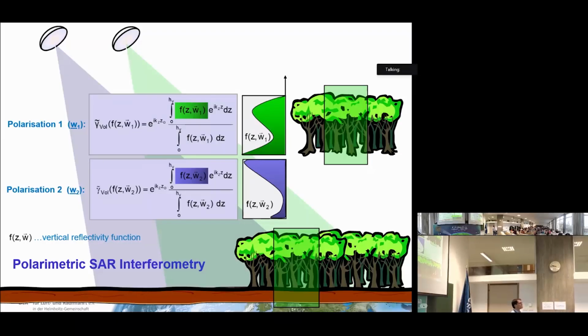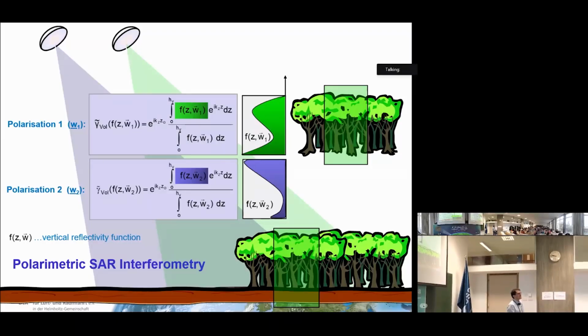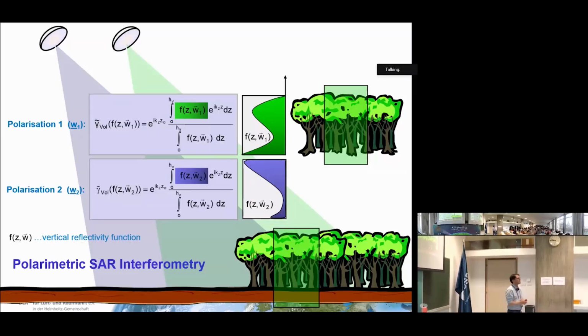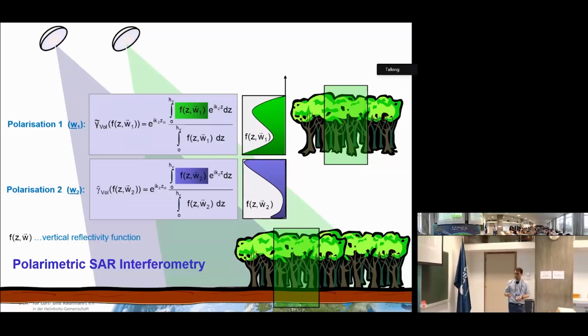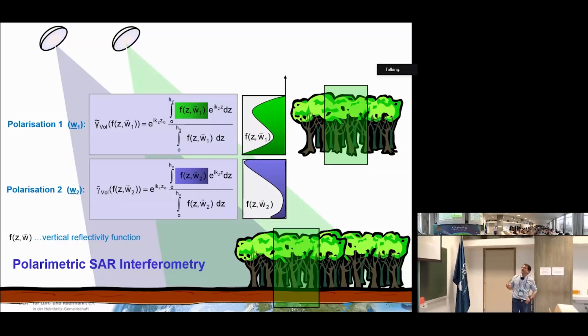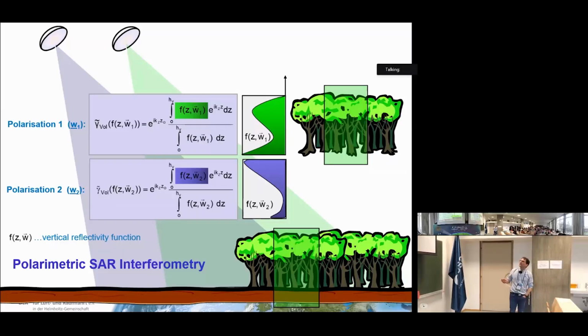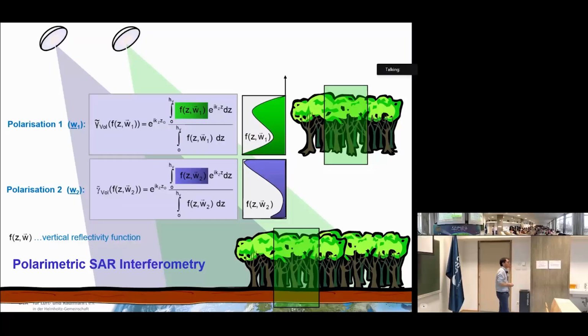You have a new coherence. If you have a new coherence, you change the absolute value of the coherence, but also the phase. For instance, you may have a W vector, and now you change the W vector so that you start to cancel the ground in your scattering, and you end up only with the volume, for instance, for a forest.